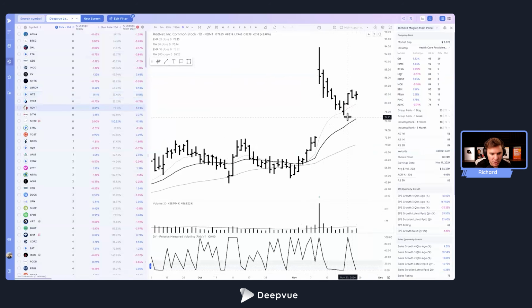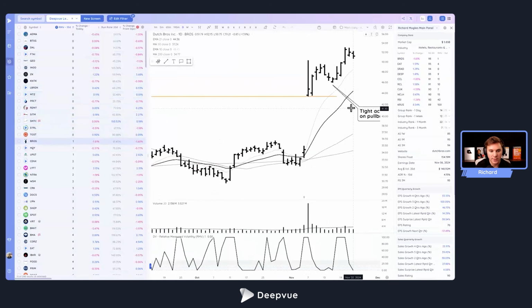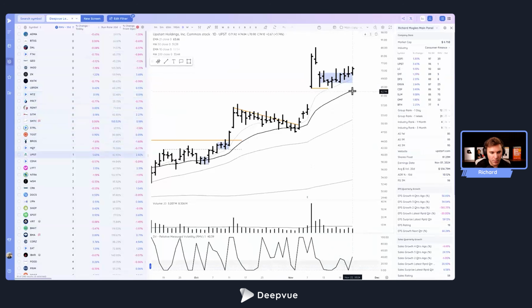RDNT, recent gap, pulled back down sharply, now forming another tight area. So this could be actionable here through those highs. SITM. So, this weekend, a lot of stuff has already moved. So some of these tight areas aren't very primed.